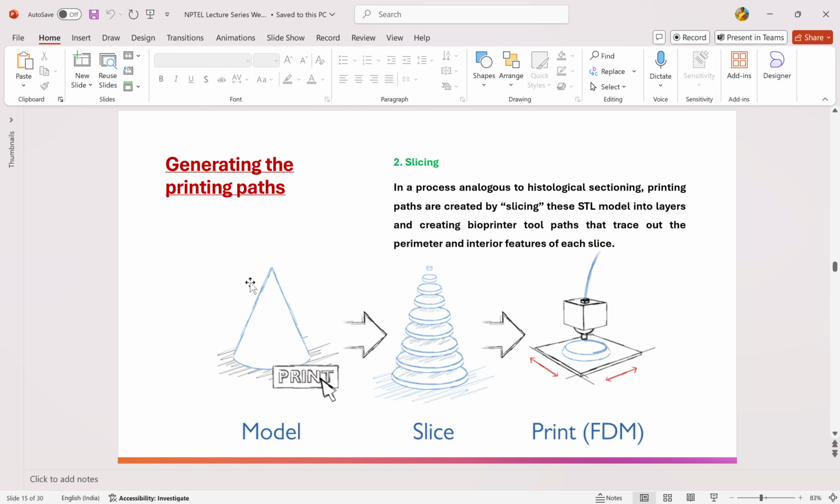Has anybody seen how a 3D printer works? Have you ever seen a 3D printer, how it works? Ever seen a 3D printer?